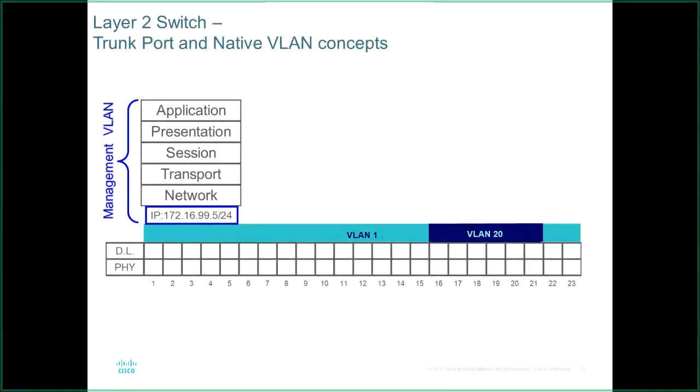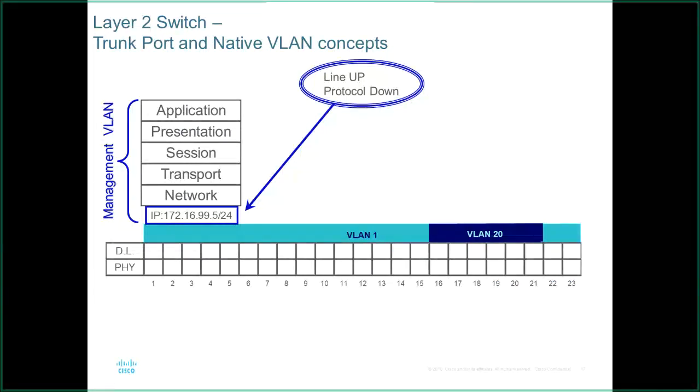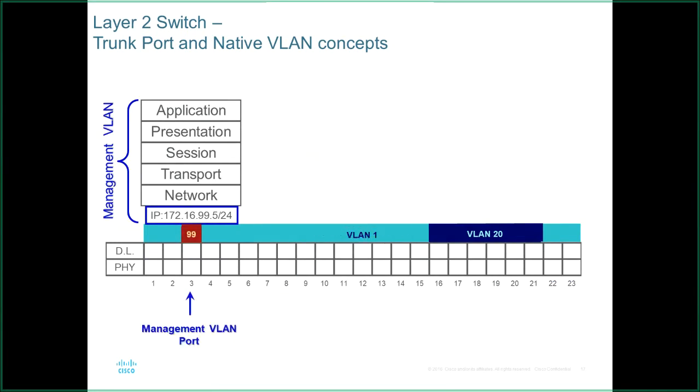So native VLAN concepts. As we can see here, we have VLAN 1 and VLAN 20. VLAN 1 is our current VLAN. So it is up and protocol is down, because we're assigning a port 3 to become a member of VLAN 99, and that is now the management VLAN.